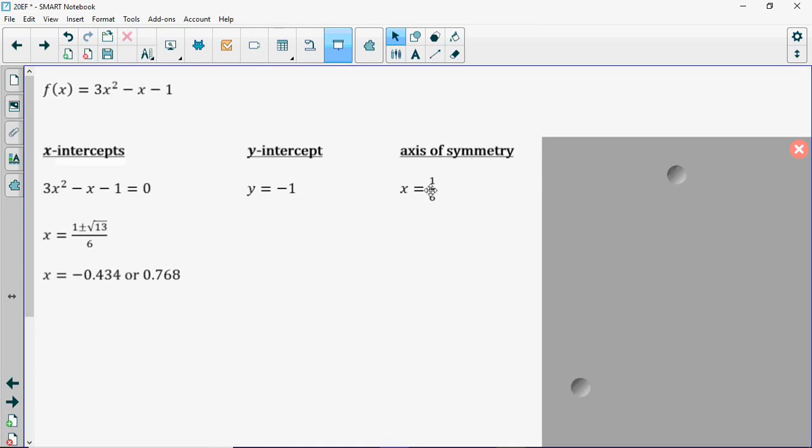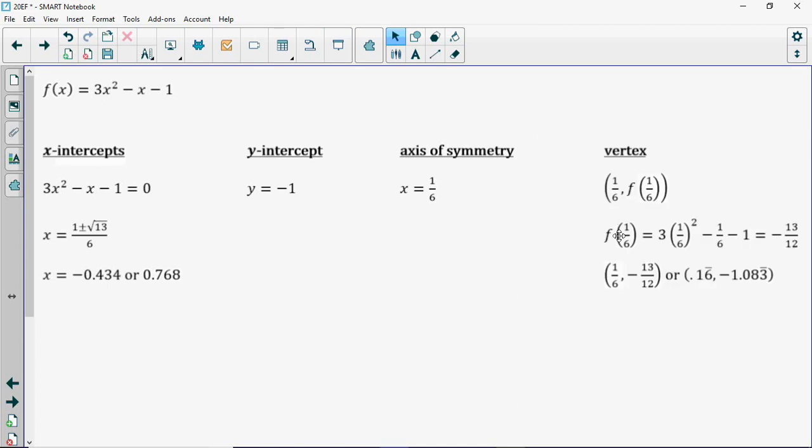We put in 1/6 in for both of those x's. That's a little annoying, but, you know, squaring 1/6, that just gives you 1/36. This is all doable. You can get an exact value for the y-coordinate of the vertex. It's negative 13 over 12. Expressed as a decimal, the vertex is at 0.16 repeating, comma, negative 1.083 repeating.